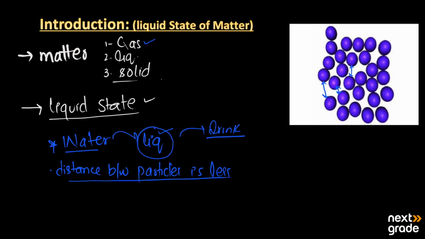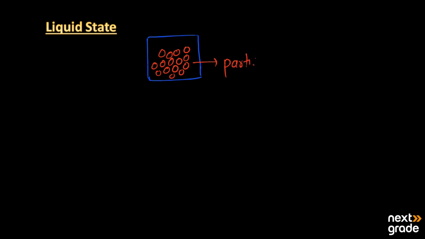So let's have a look at the liquid state of matter. When I draw the diagram for the liquid state, its particles can be found like this. Because these are not gas molecules, they are much closer to each other like this. So this is the simple overview of the particles of liquids.